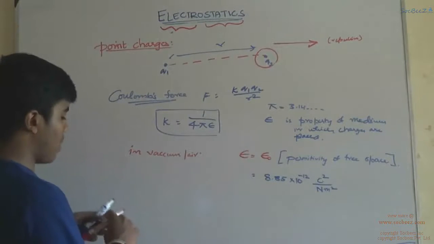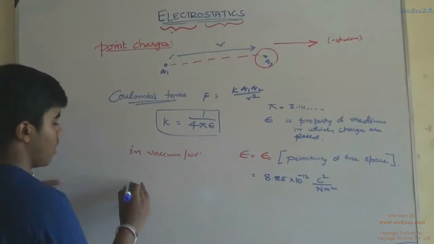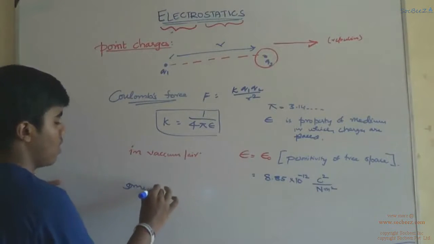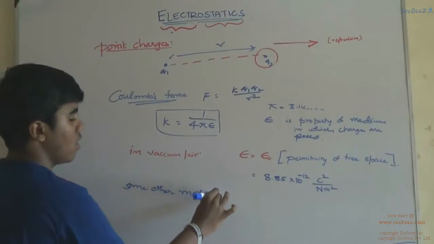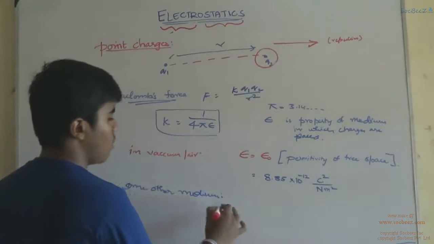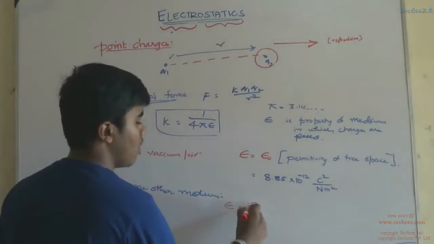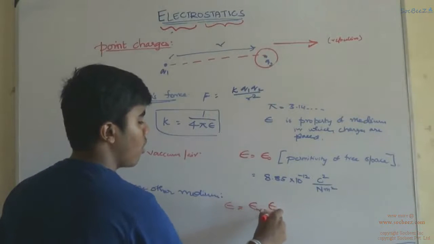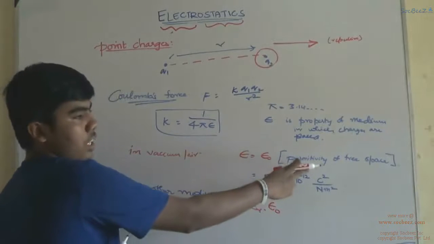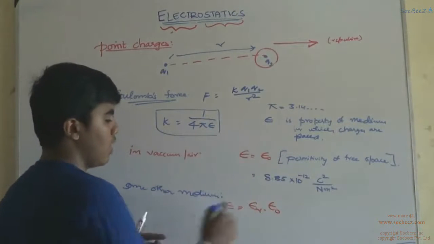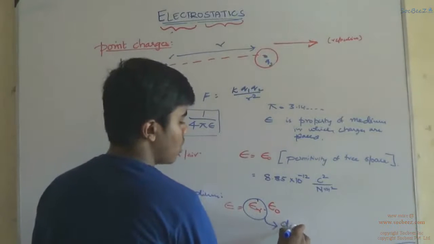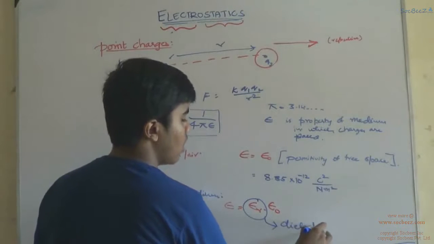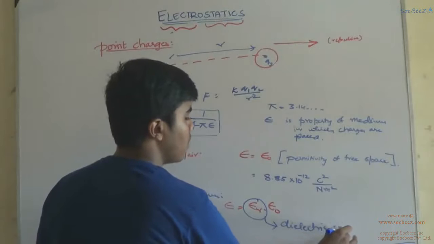Now if it is some other medium other than air, we say that epsilon is equal to epsilon r into epsilon naught, where this epsilon naught is the same as the permittivity of free space, and this epsilon r is called the dielectric constant of the medium.